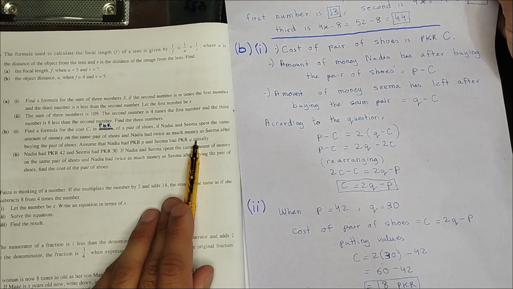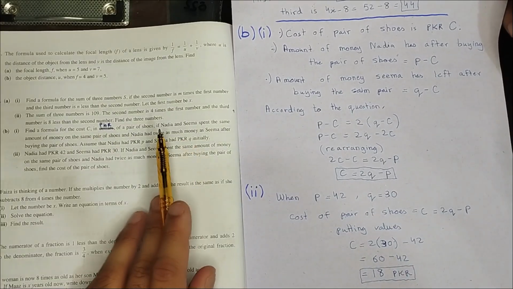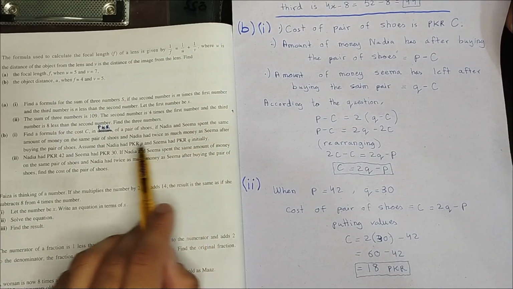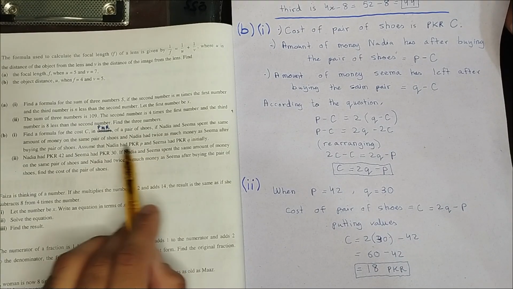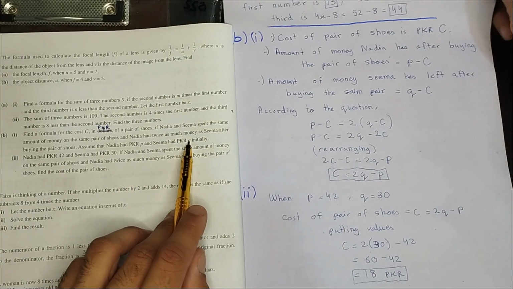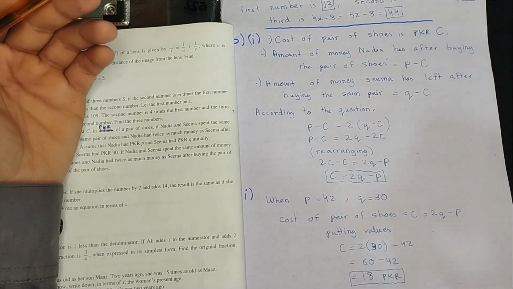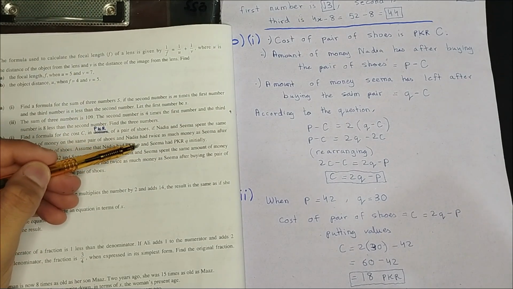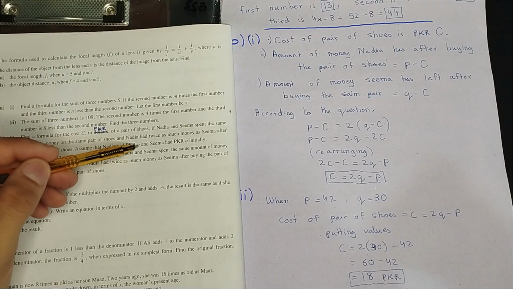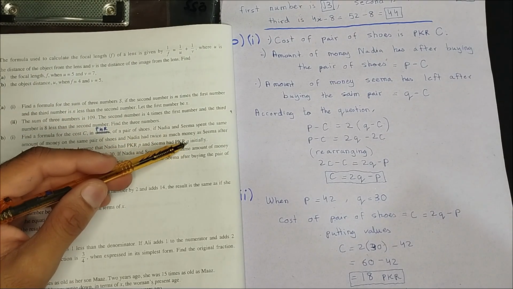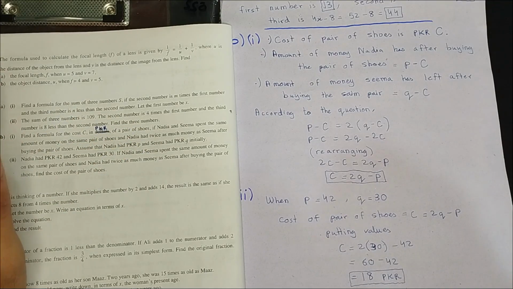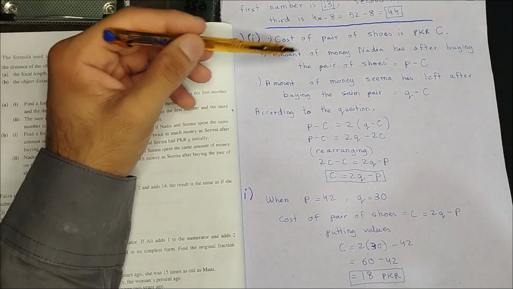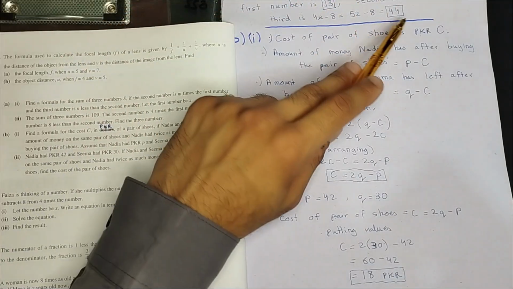What does initially mean? In the start. So in the start, before buying the shoes, Nadia had P amount of money and Seema had Q amount of money. Let's imagine this scenario. Nadia and Seema both went to the shop. Nadia has P money in her wallet or purse, and Seema has Q amount of money in her purse. They go to the shop, they like the pair of shoes, both of them want to buy the same pair, and the amount of money that they have to spend to buy the pair of shoes is C.